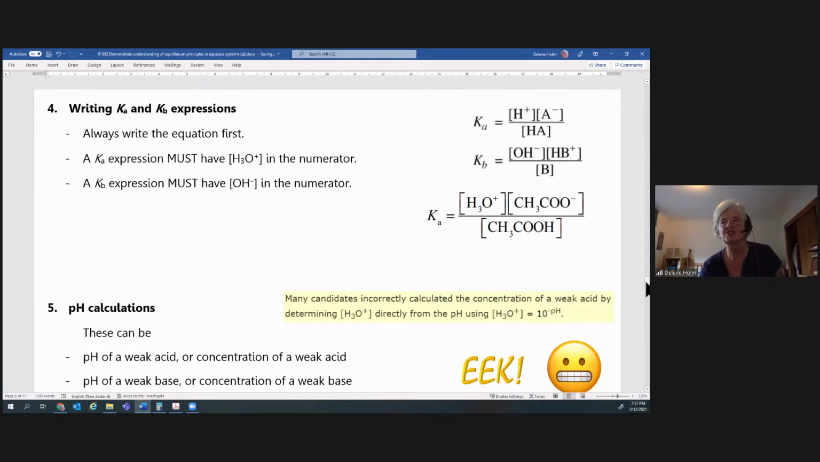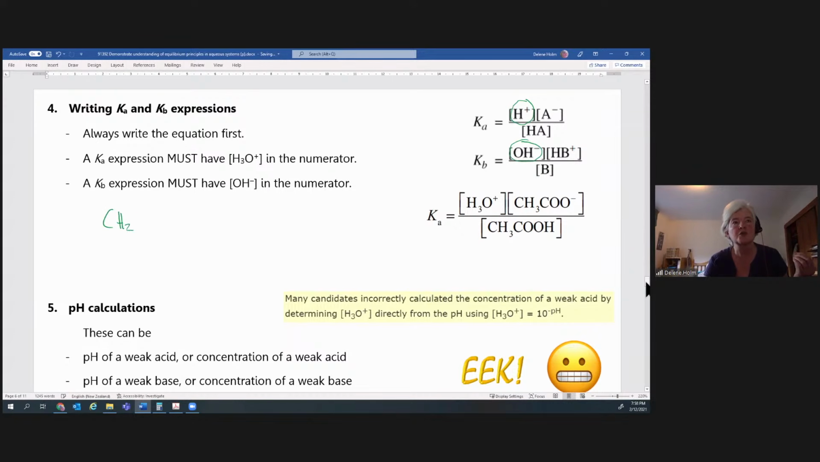So I'll just go very, very quickly now, because it's really the same thing over again. So I'm just going to be putting some clues in. You're often given some arbitrary compound, and then you've got to write an expression. So always write the equation first, and you must, in your Ka expression, have, now I did just copy this off the internet, so it's just an H plus instead of H3O plus. But if you don't have an H3O plus in the numerator, you have not got a Ka expression. The same thing for a Kb, you must have an OH minus.